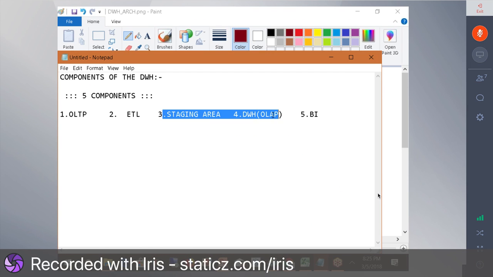Then what is the perfect definition of a data warehouse? If you go to any interview, they'll ask this. The perfect definition is: data warehouse is the process of converting data into information using ETL, and thereby performing the required reporting and analysis on top of the information using BI.